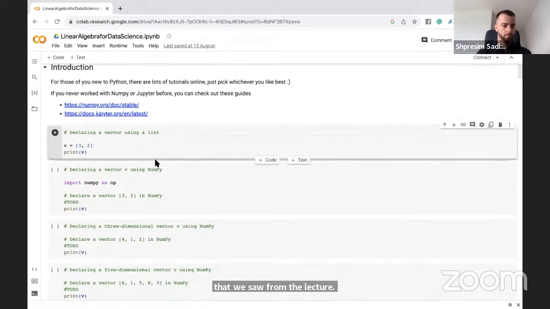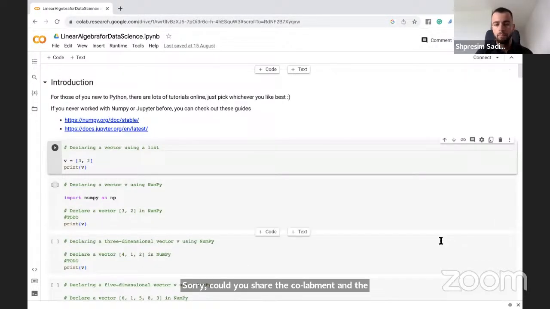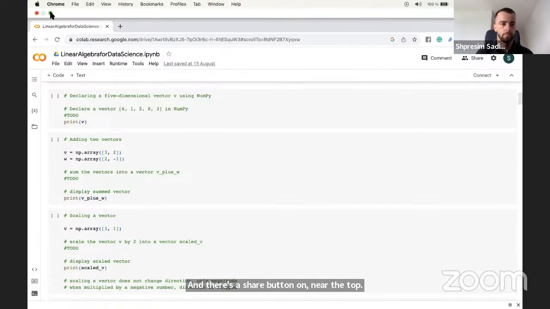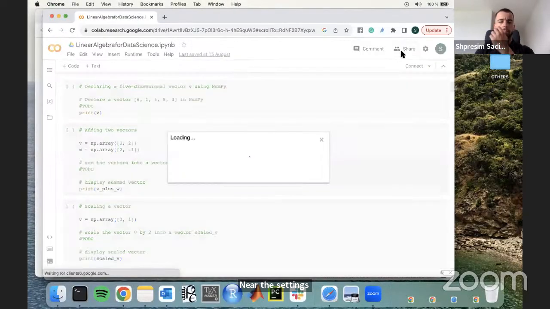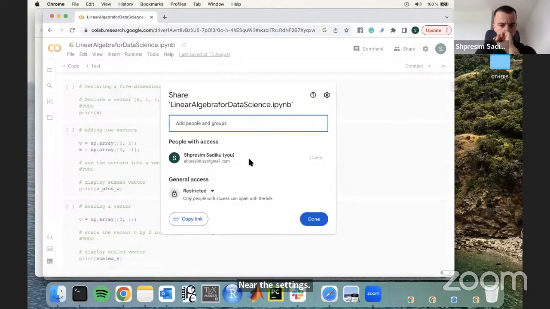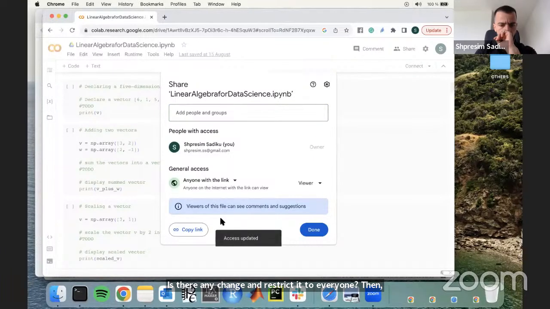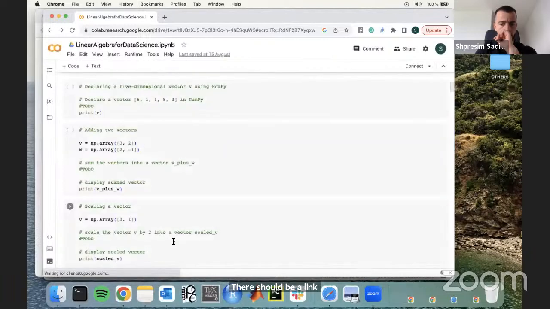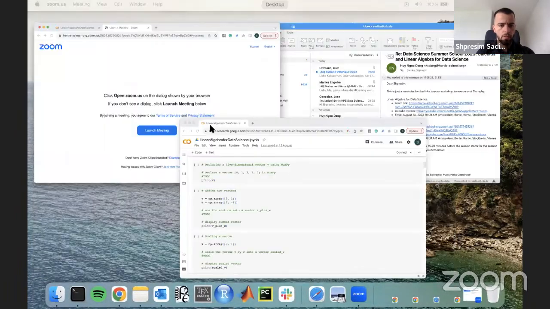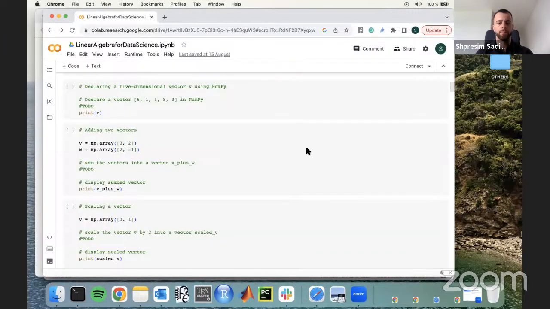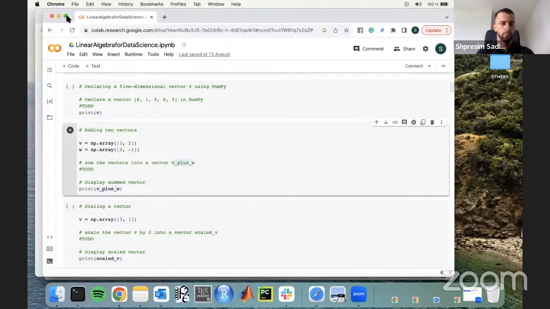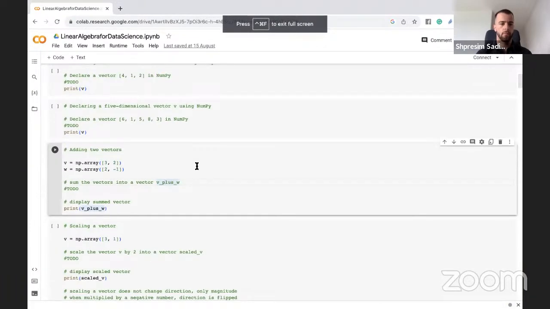All right, so first of all, hi. I'm sorry, could you share the Colab link in the meeting? There's a share button near the top, near the settings. If you change restricted to everyone, then there should be a link. Thank you.